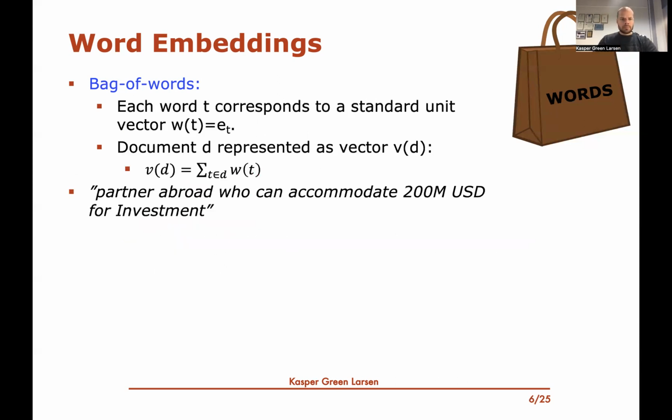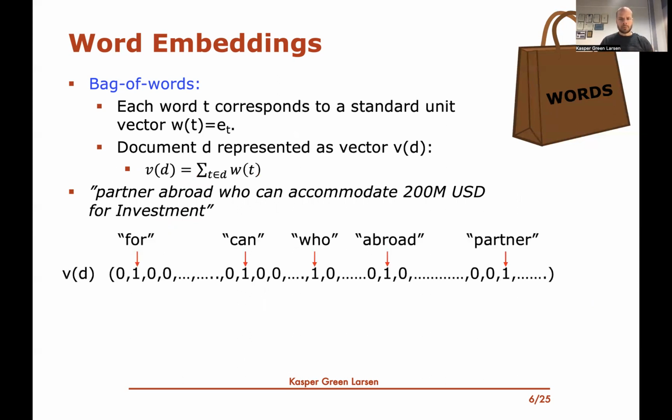Let's try to be completely formal, just so that it's clear. Let's say I have this text here that I received as an email, and now let's say I want to think about the bag of words representation. The bag of words representation is just this one. For every word, you have a counter of how many times it occurs. So "for" has a count of 1, "can" has a count of 1, and "who", "abroad", and "partner" all have a count of 1 here. And then words that do not occur in the text don't have any counts.